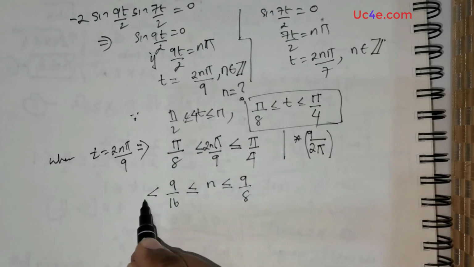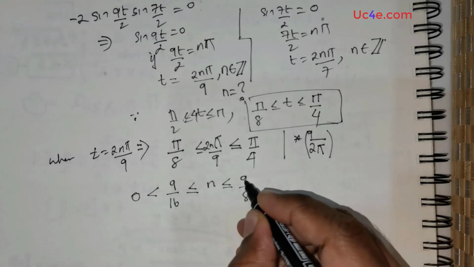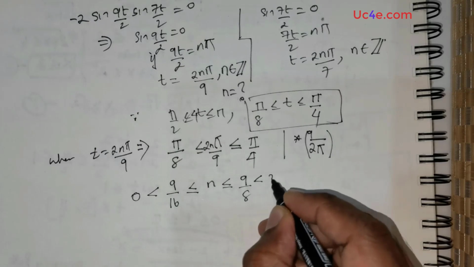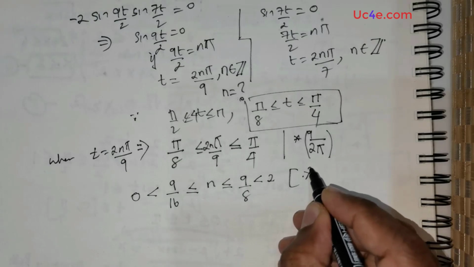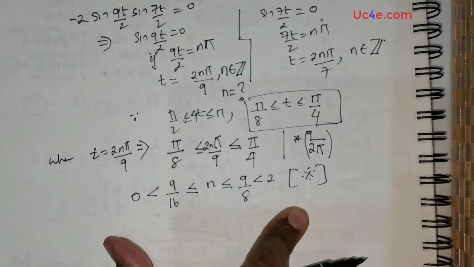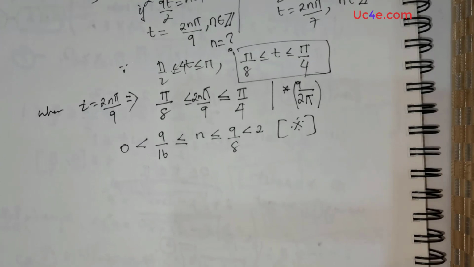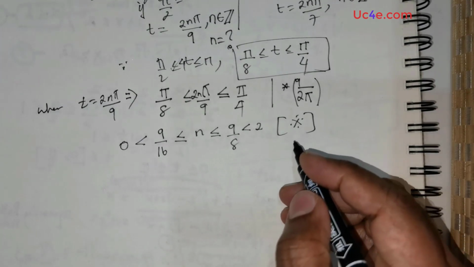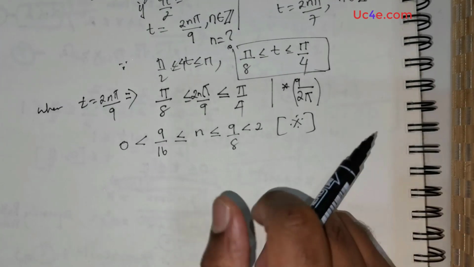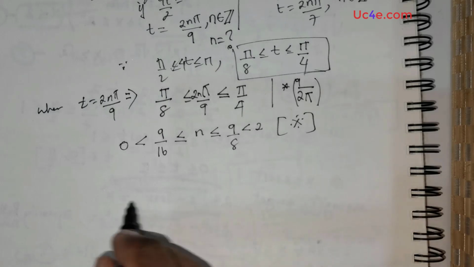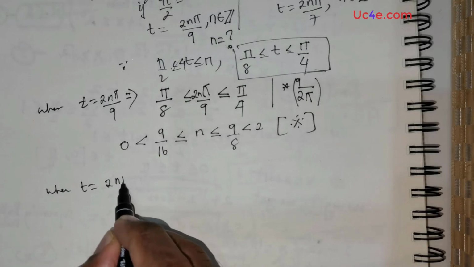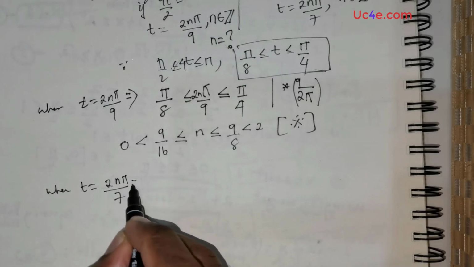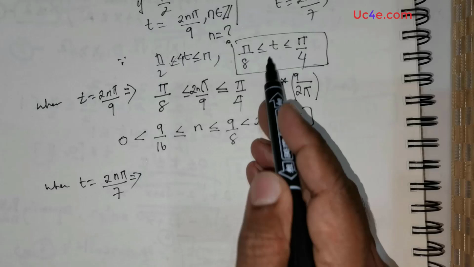Now this is clearly greater than 0, and 9 divided by 8 would be less than 2. So this is a very important observation you should note, which in turn would come in handy when we are locating the value for n. Now let me go on to the next one. When t is equal to 2n pi divided by 7, I substitute the value of t over here.